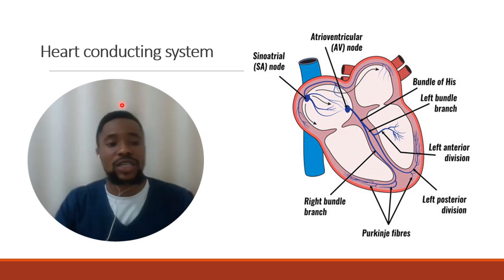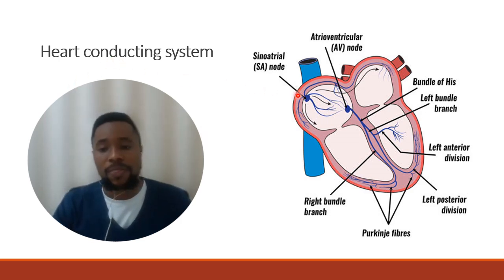Now, the next thing I'll be talking about is the heart conducting system. We have 5 major parts of this conducting system that are very important. So we have the SA node, like what you have here. We have the AV node, we have the bundle of His, the bundle branches, that's the left bundle branch, which is this one, and the right bundle branch. Then we have the Purkinje fibers.